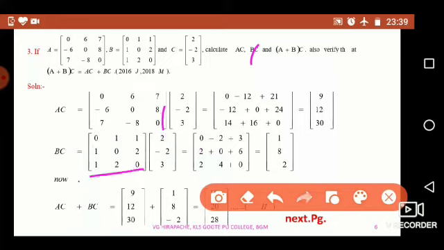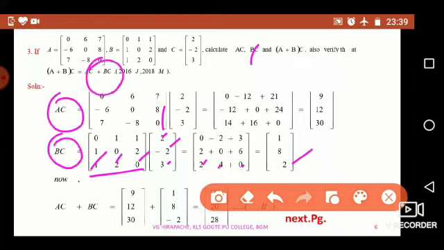Therefore the third row with the same column: 1 2s are 2, 2 minus 2s are minus 4, and 0 3s are 0. Therefore 2 minus 4 plus 0 gives minus 2, so the third element is minus 2. Now since we already found AC and BC, for the right hand side of the required equation, let me find AC plus BC. AC is a matrix containing 9, 12, 30 and BC is another matrix of the same order, 1, 8, minus 2.